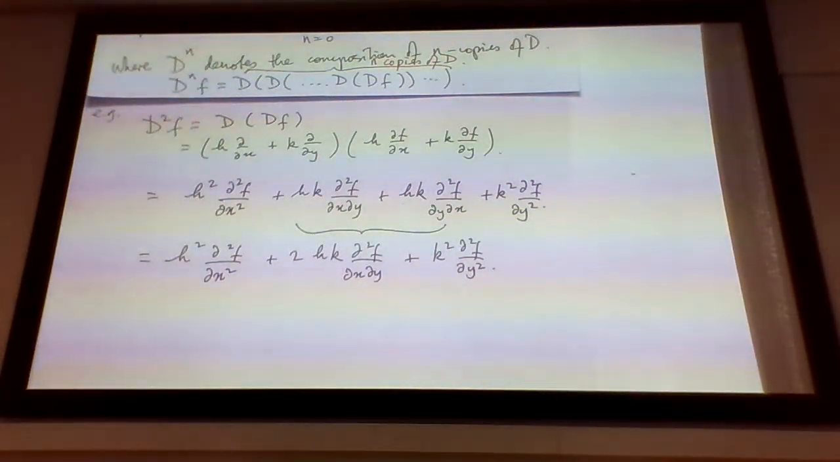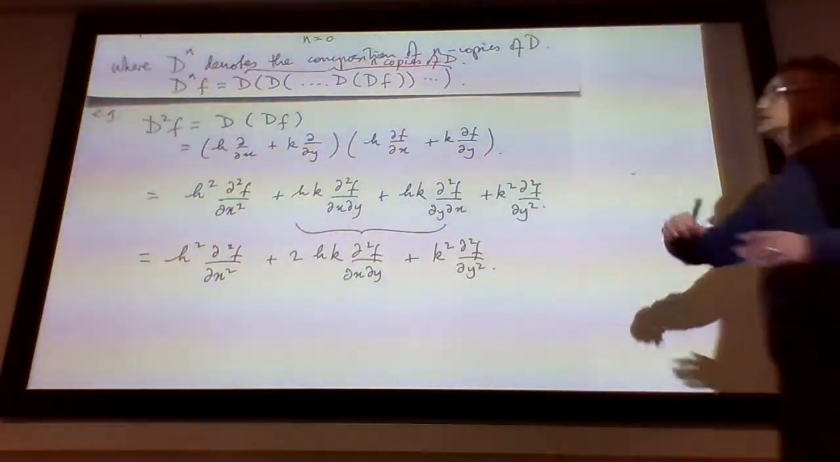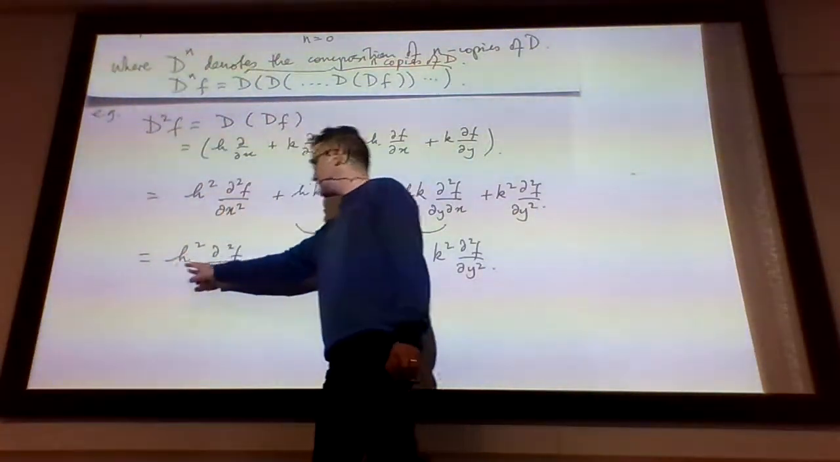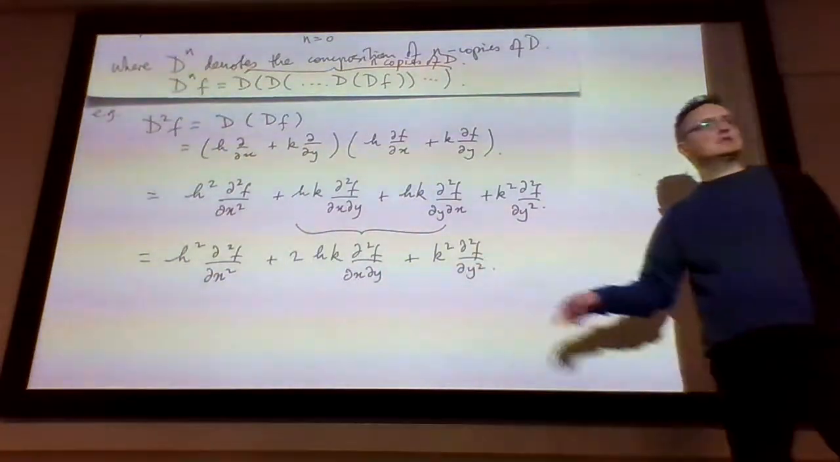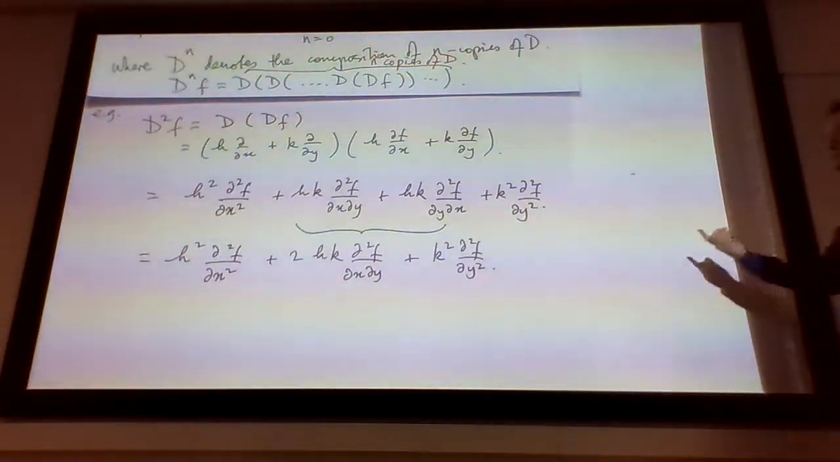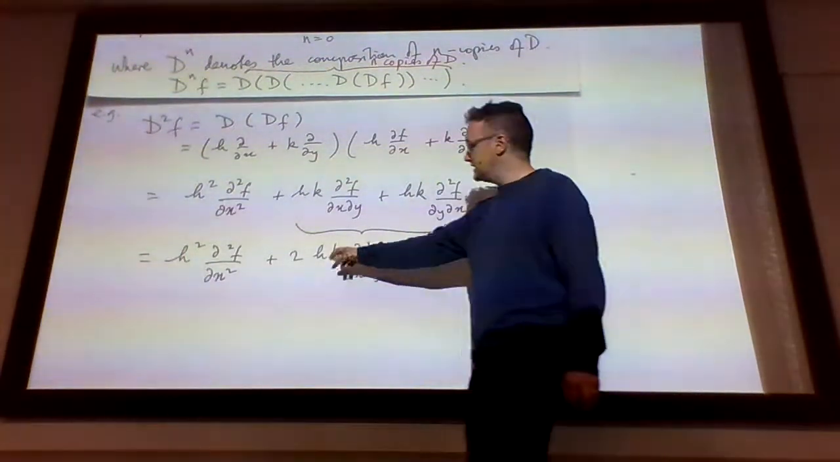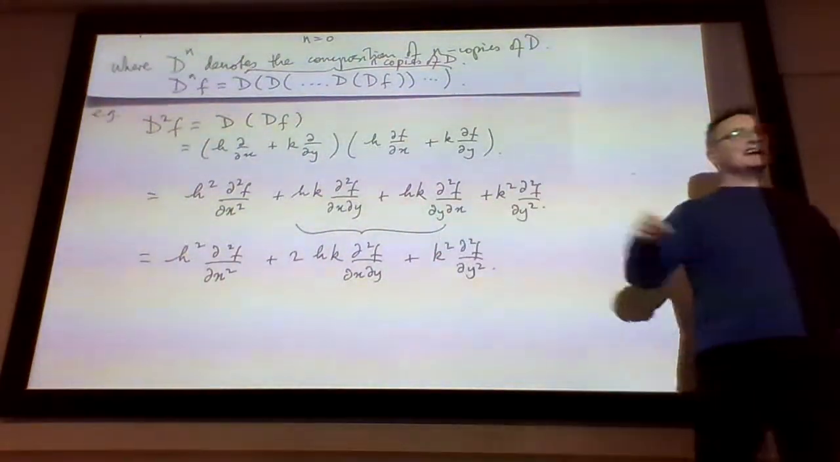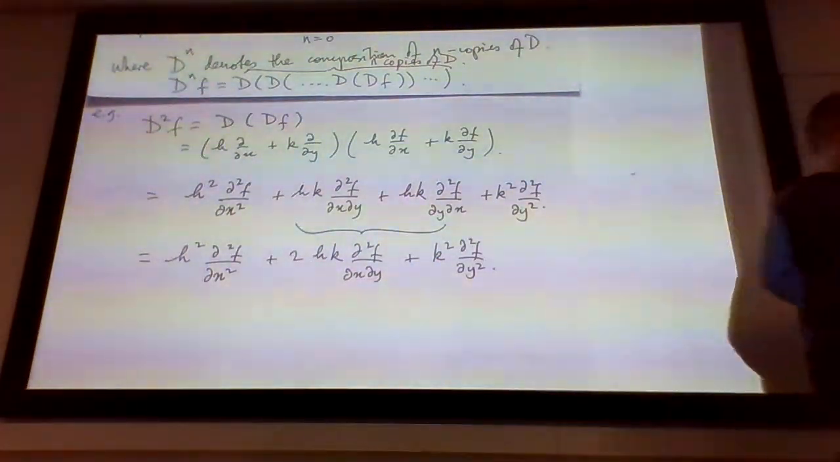And so on for higher powers of the operator D. D cubed applied to f would be obtained by applying D to this expression here. So you get a combination of third order partial derivatives of f with respect to x's and y's, and multiplying each of them is a polynomial term in h and k.